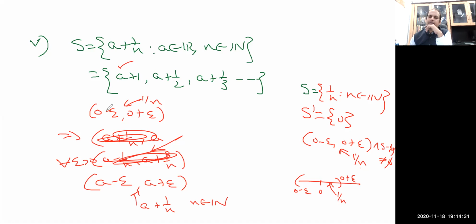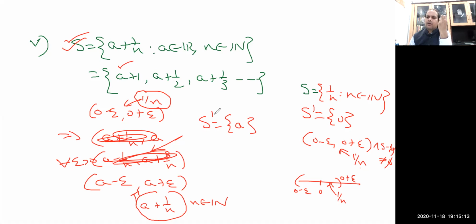So one can directly claim here, because if every neighborhood of 0 contains infinitely many elements of the type 1 by n, then just add a to translate this interval by a, and it will contain infinitely many elements of the set S equal to a plus 1 by n. This is the reason why a is going to be its limit point, because in every neighborhood of a, it will contain infinitely many members from the set S. So this is the reason why its derived set will be a singleton.